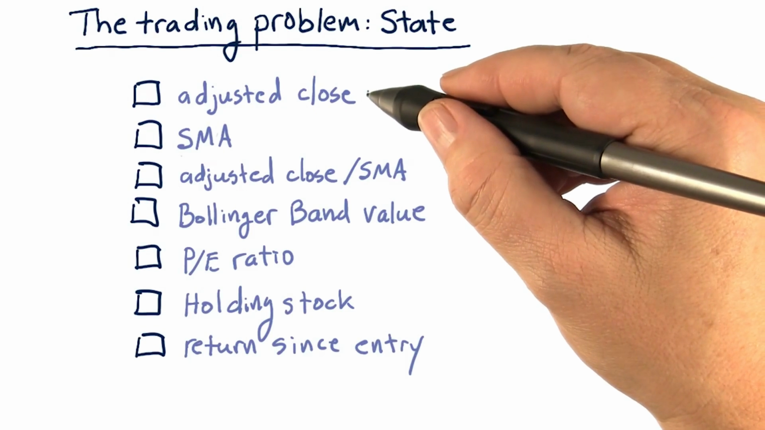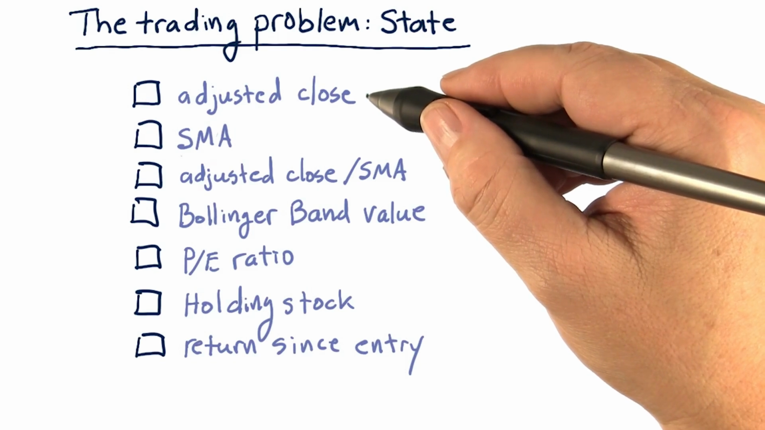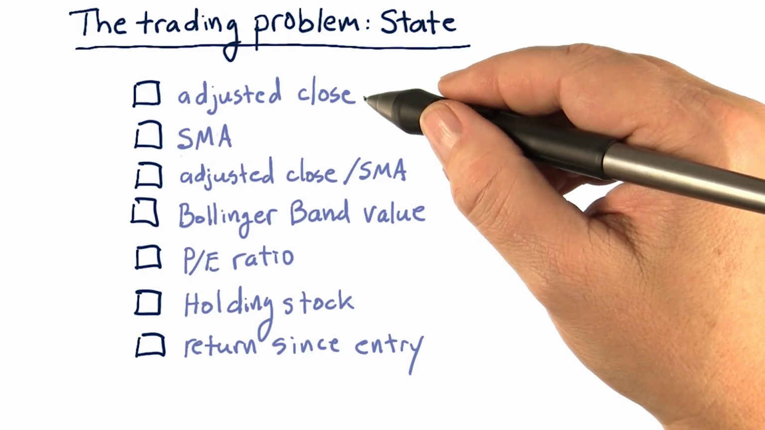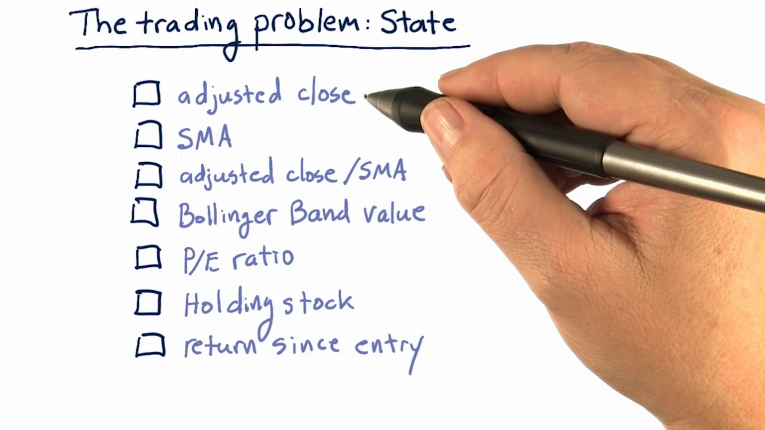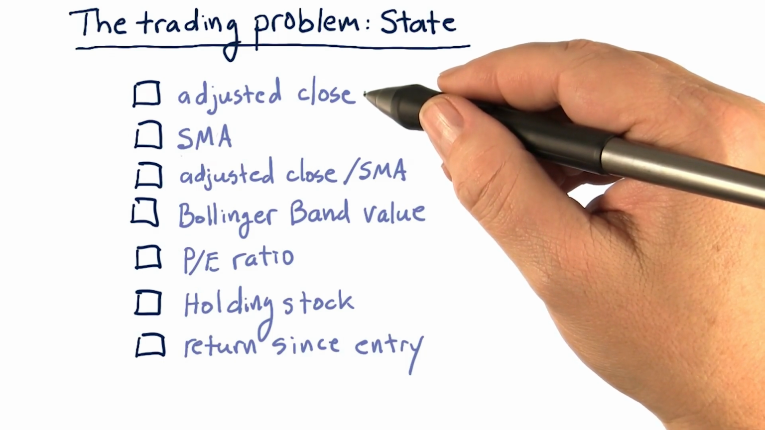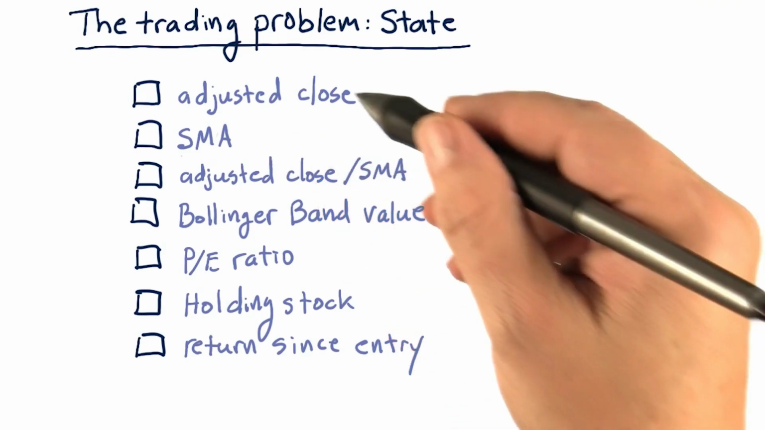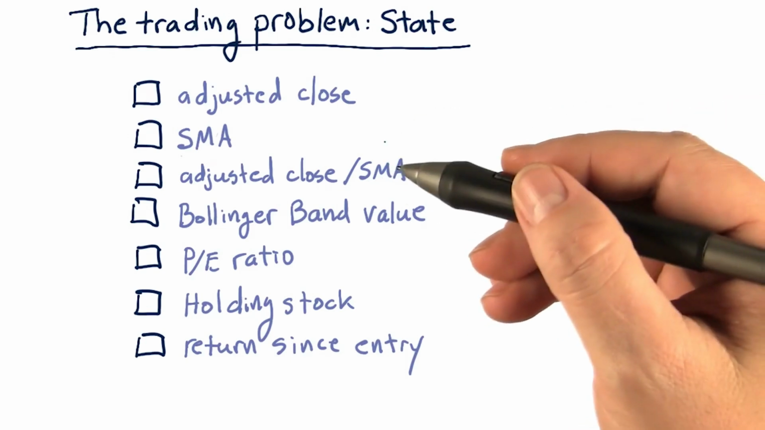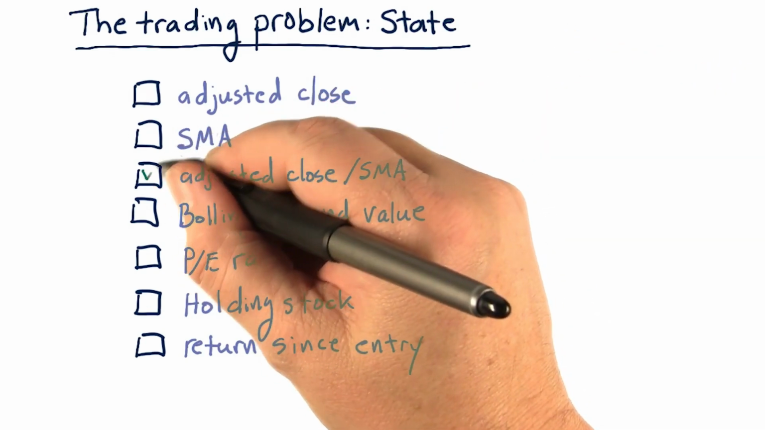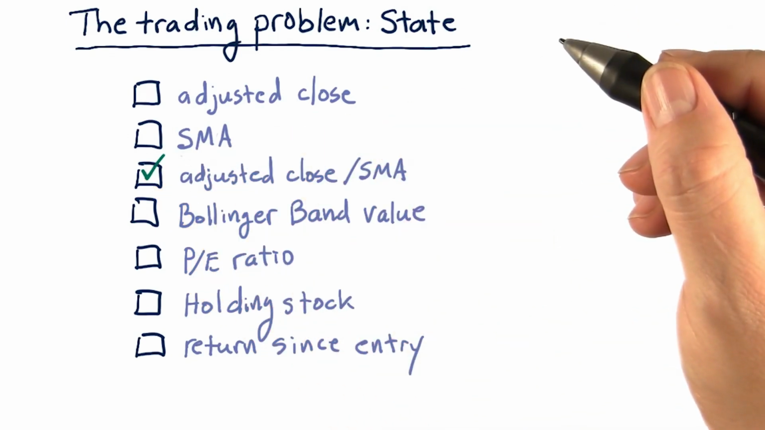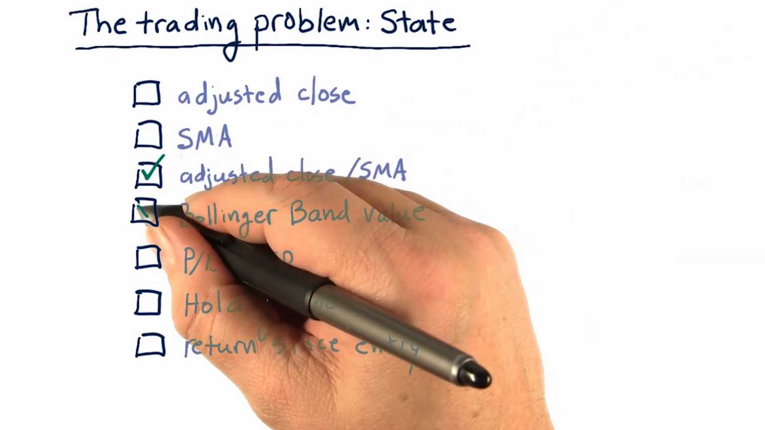Adjusted close is not a good factor for learning because you're not able to generalize over different price regimes, from when the stock was low to when it was high. Also, if you're trying to learn a model for several stocks at once and they each hold very different prices, adjusted close doesn't serve well to help you generalize. Same thing is true for simple moving average. However, if you combine adjusted close and simple moving average together into a ratio, that makes a good factor to use in state. Bollinger Band value is also good.